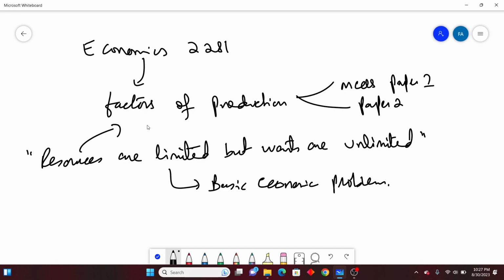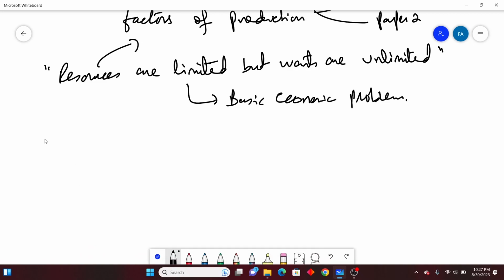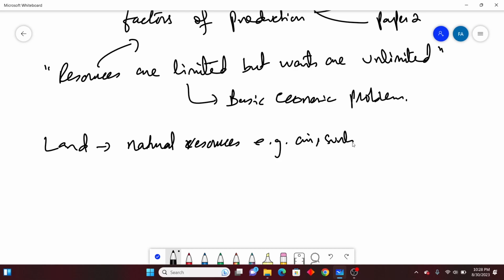How many factors of production are there? Factors of production are 4. CELL is the acronym used for this. So let me explain the 4 factors of production first, then we'll move forward. Land, which is natural resources, all the natural resources acquired from nature. Examples are air, sunlight, coal and water; all these things come from nature.